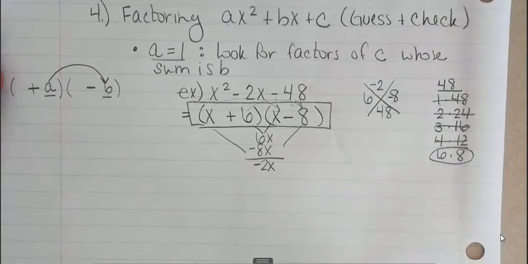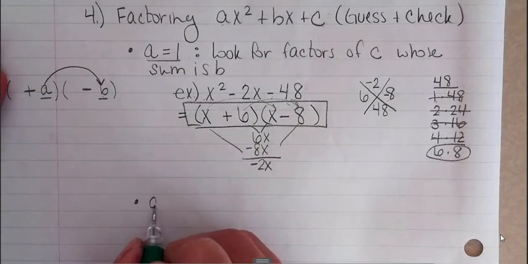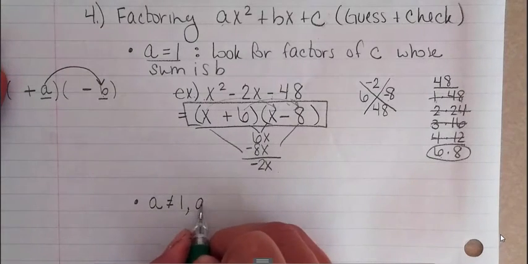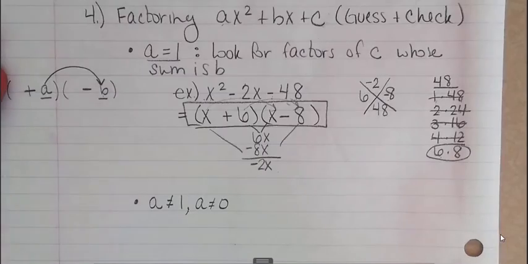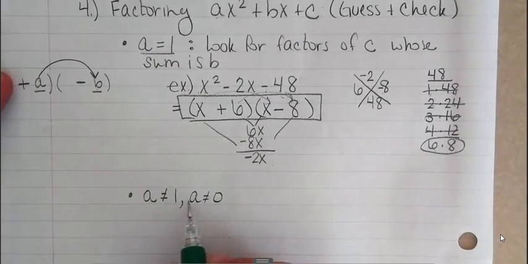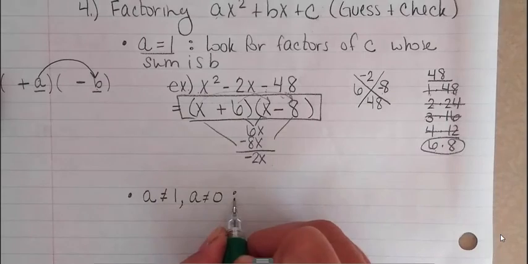Okay, so the next type here of guess and check is when A is something other than 1. It doesn't equal 1, but it also doesn't equal 0, because if A equaled 0, we wouldn't have a quadratic. We wouldn't have an x squared. So A is some other number besides 1 or 0. Let's see what we can do about this.